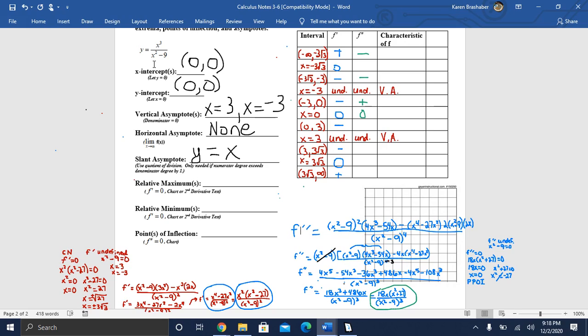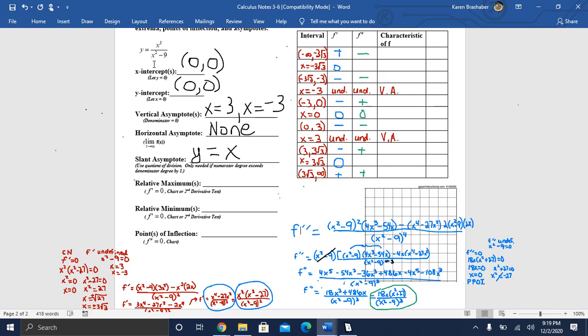From 0 to 3, we could use 1, and you would find that your second derivative is negative. And then from 3 to 3 square root 3, we could use 4. We'll find out that we have a positive. And then from 3 square root 3 on, you could use 100 again, you'll find out that you have a positive second derivative. So you'll have to do your numerical analysis of f prime and f double prime. And then based on those two analyses, you can now do your characteristics.